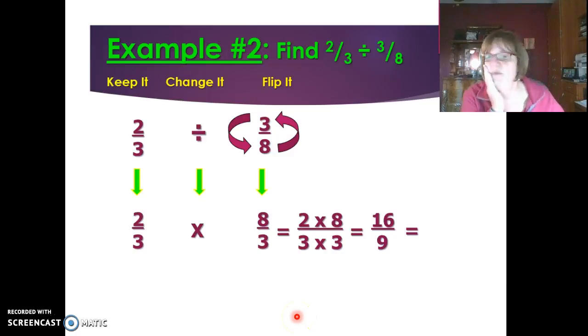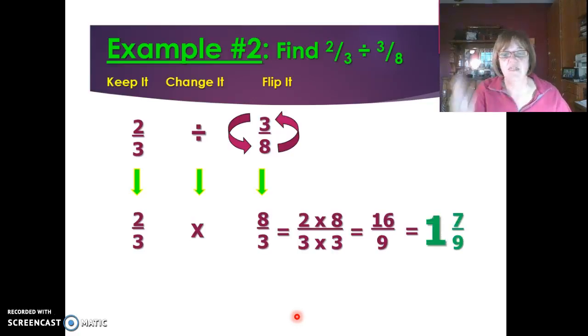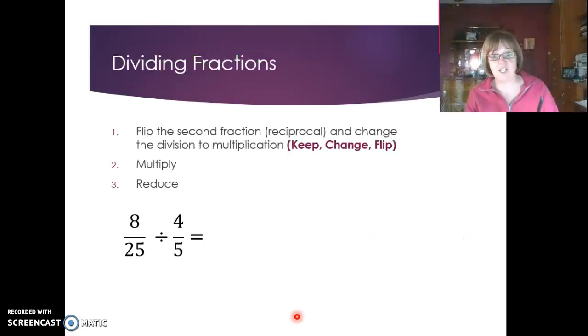Well, let's see. They're not both even. They can't both be divided by 3. What's the deal? Well, sometimes we like them simplified into mixed numbers. So if we do, that's the mixed number answer. Okay? So sometimes we leave them as improper. Sometimes we want to change them into mixed numbers. Now, today's lesson is not on changing mixed numbers. Today's lesson is dividing fractions.